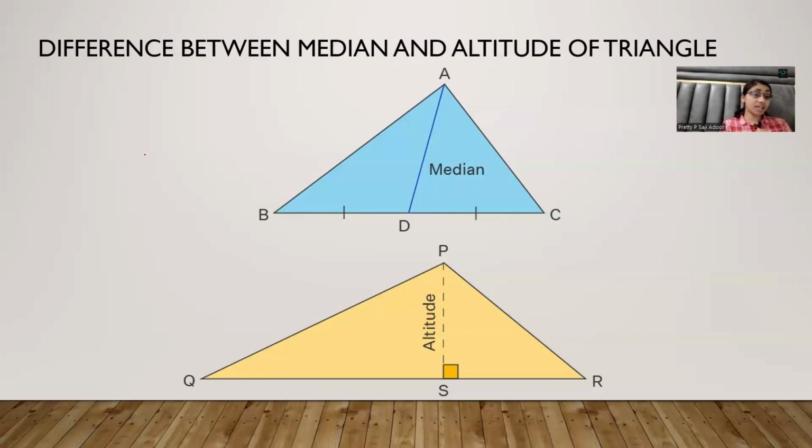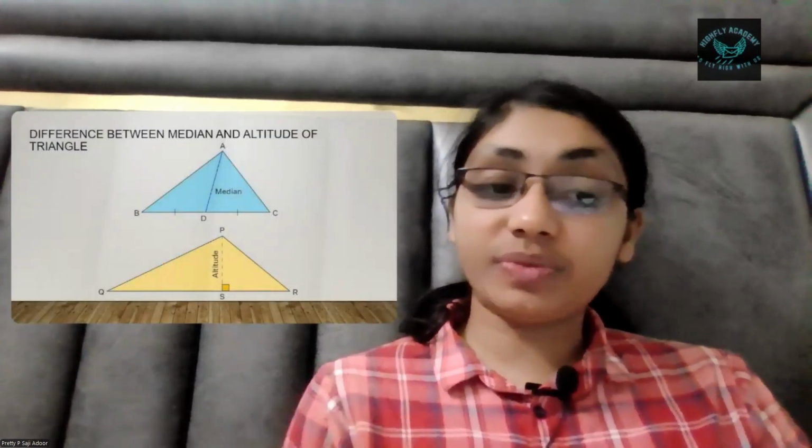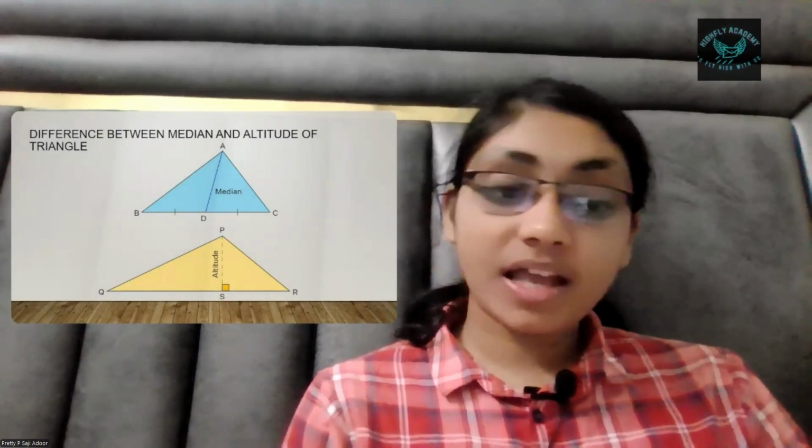Yes, it will be equal when we take an equilateral triangle. What is an equilateral triangle? We have learned earlier. An equilateral triangle is a triangle with all the sides equal. If all the sides are equal, then when we draw the median, it will be the altitude also. In case of an equilateral triangle, median and altitude will be equal.